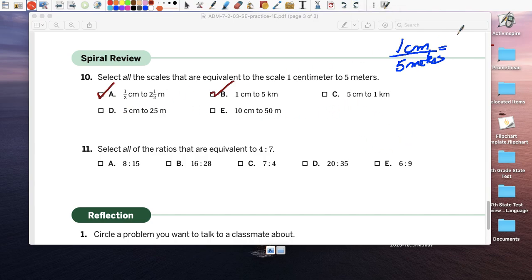D, 5 centimeters to 25 meters. Now you can cross multiply, or you can simplify this, or you can say, hey, how did the 1 become 5 times 5? And at the bottom, is it times 5? Yes, it is. So it's just an equivalent ratio, right? So 1 over 5 is the same thing as 5 over 25. You could have simplified 5 over 25 and seen that it was equal to 1 over 5. So this guy here is the same.